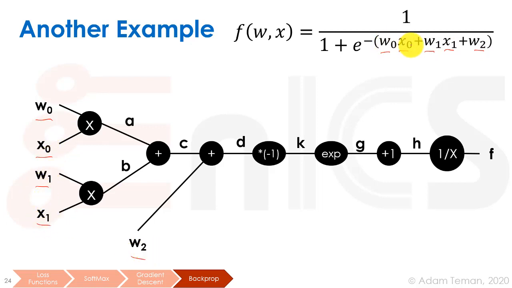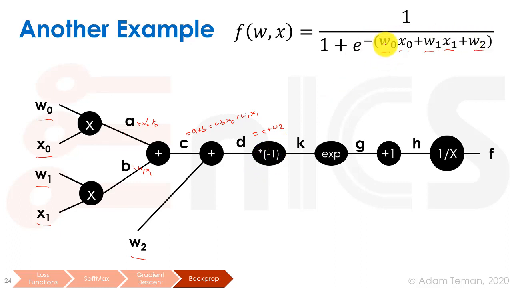We multiply together w0 and x0, and that gives us a. So a equals w0 x0, and b equals w1 x1. Then we take these and we add w2 to them. So basically c equals a plus b, which equals w0 x0 plus w1 x1, and d equals c plus w2. I'm not going to write that whole thing out, but it's this whole expression that's in the exponent.